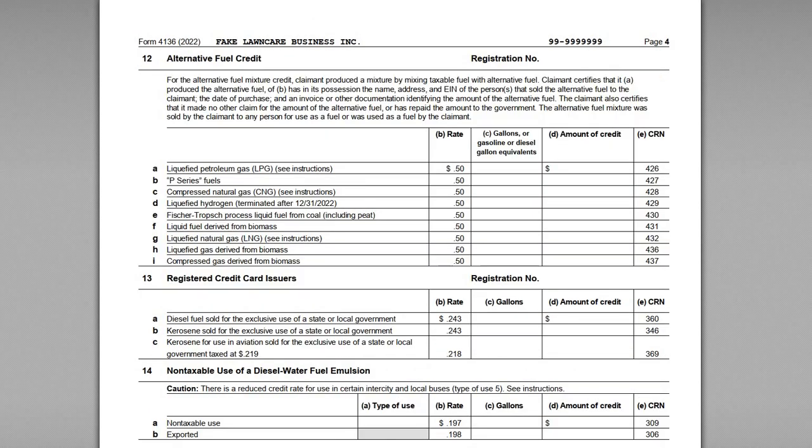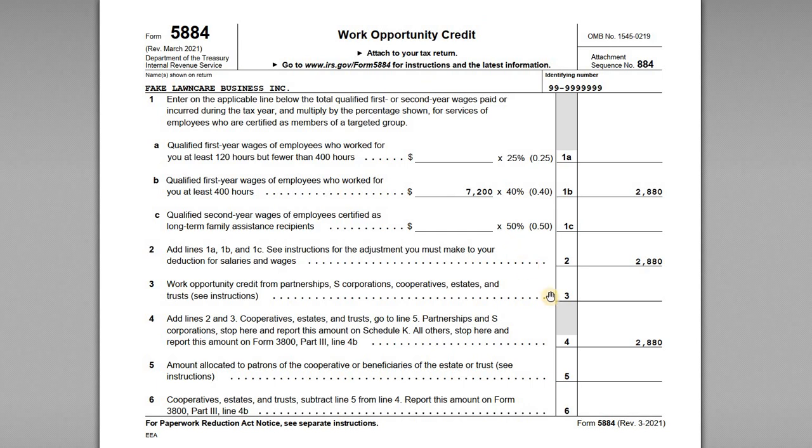That's the credit on fuel taxes paid. We'll come back to that. All right, so here's the work opportunity tax credit form. Now, you recall an individual was hired to work as an admin person. They worked over 400 hours, so they got over 400 hours of work during the period. So the amount of wages that they were paid is being reported here on line 1B. So $7,200 in wages were paid to this employee.